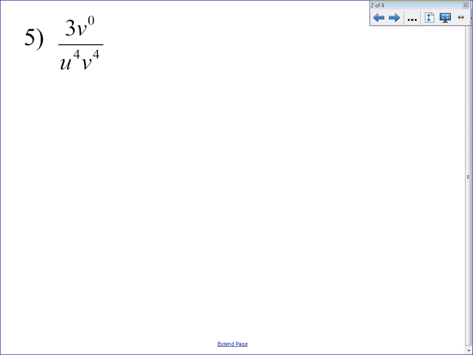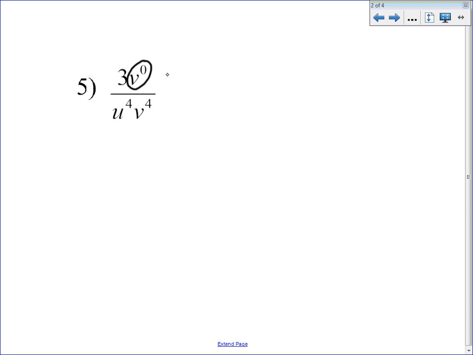Okay, question number 5 from tonight's homework. Again, we have a v to the 0 power. So I'm going to look at that, and I'm going to say, well, v to the 0 power equals 1. And so that means 3 times 1 is just 3. We're left with u to the fourth, v to the fourth on the bottom. We can't do anything with those because the bases are different. So this is as simple as it gets. That would be our answer.